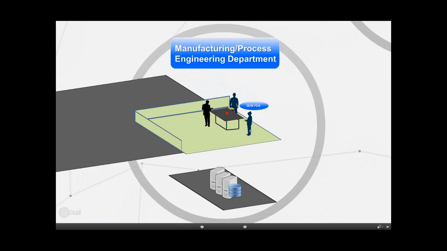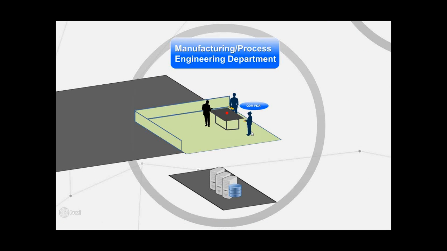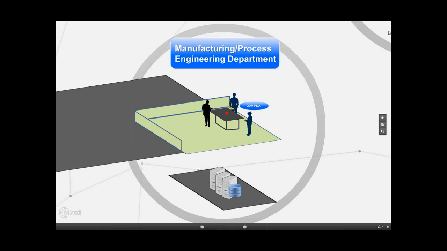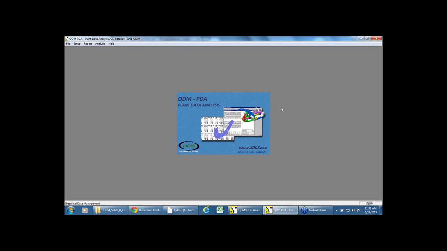So the tool that's very useful for this department is the QDM PDA. And we're going to go ahead and look at an example of the QDM PDA. The QDM PDA, which stands for Plant Data Analysis, allows the engineering team to root cause and problem solve from a process improvement standpoint within the plant floor for quality improvement.